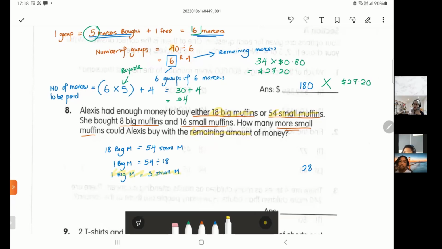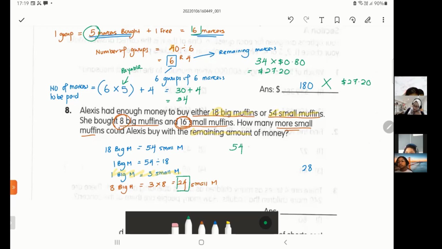Very important here. Okay, right now, she bought how many? She bought 8 big muffin. 8 big muffin will be 3 times 8 equals to 24 small muffin, right? So she bought 16 small muffin, but she could actually buy 24 small muffins. So how many more small muffins can she buy? You take 54, take away your 24, the big muffin that is converted to small muffin, take away the 16 that she bought.